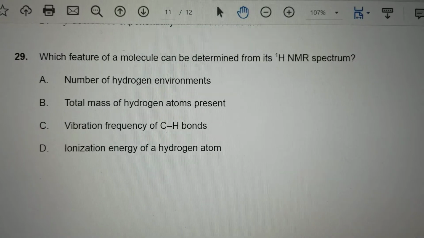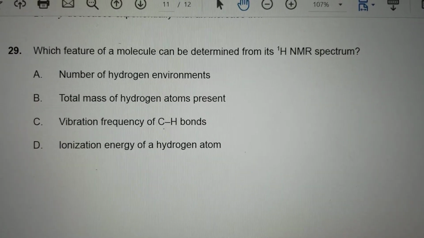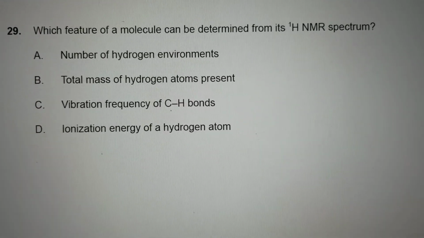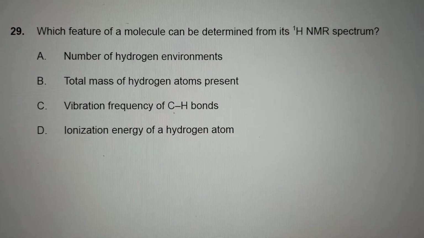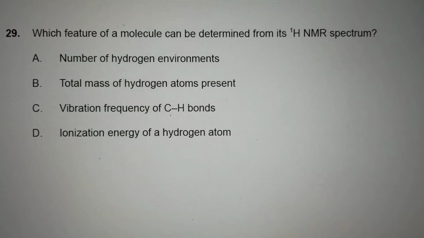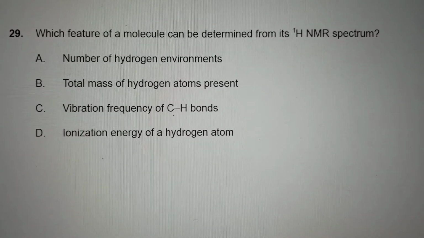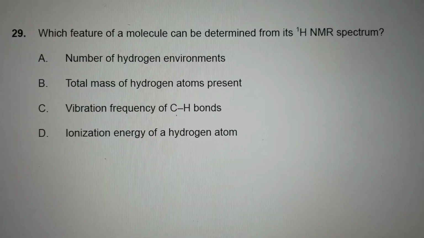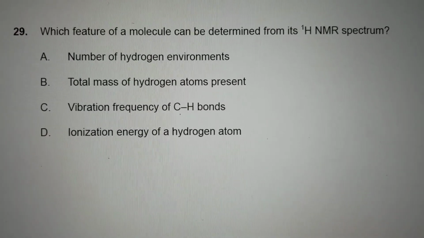For number 29, it says which feature of a molecule can be determined from its H-NMR spectrum. If you look up H-NMR spectrums, and I'm pretty sure we've watched videos on it before, and if not, I'll look up a video and post it on the classroom so you guys can look at it. The correct answer for that is letter A, the number of hydrogen environments. In other words, you're able to determine how many different types of hydrogens are in the particular molecule by looking at an H-NMR spectrum.